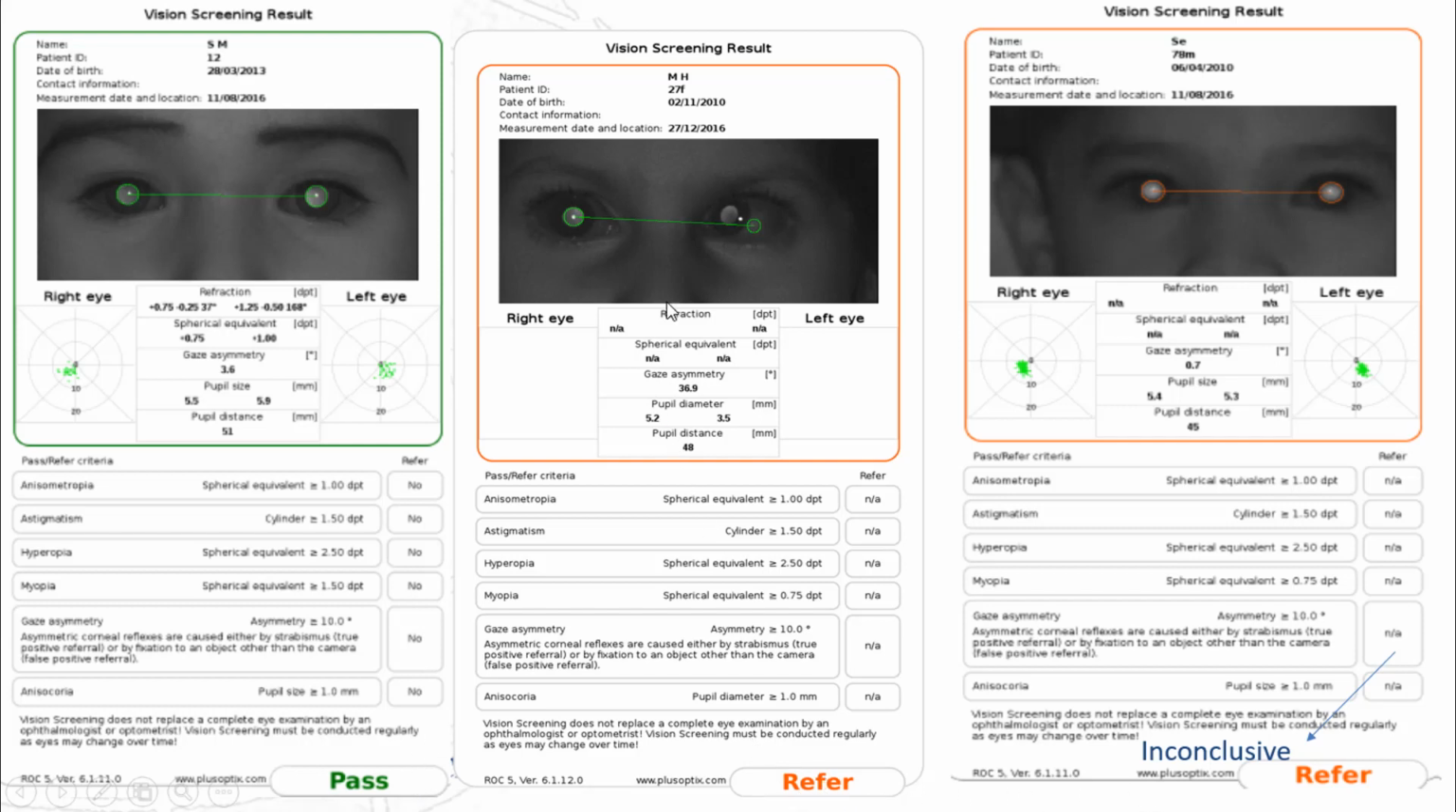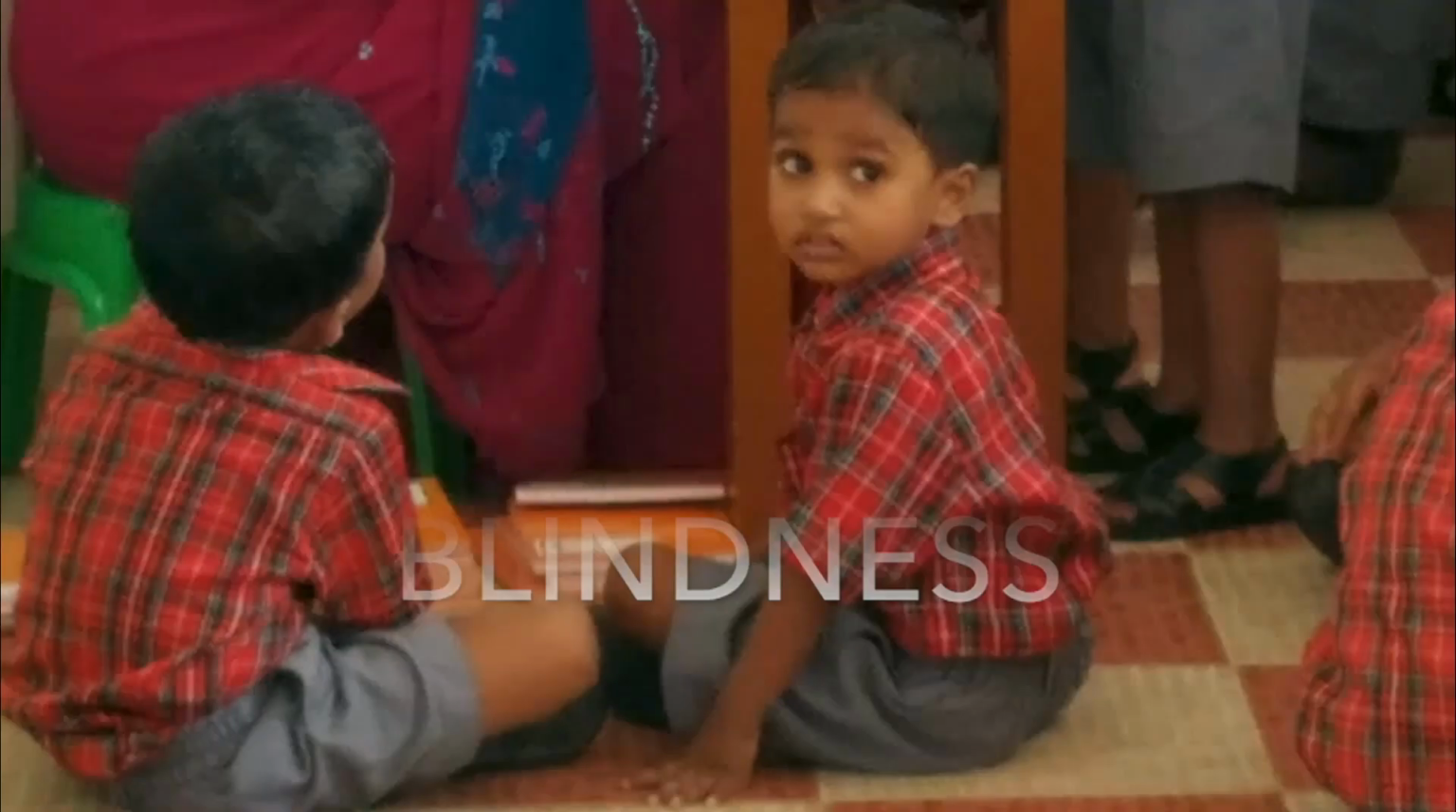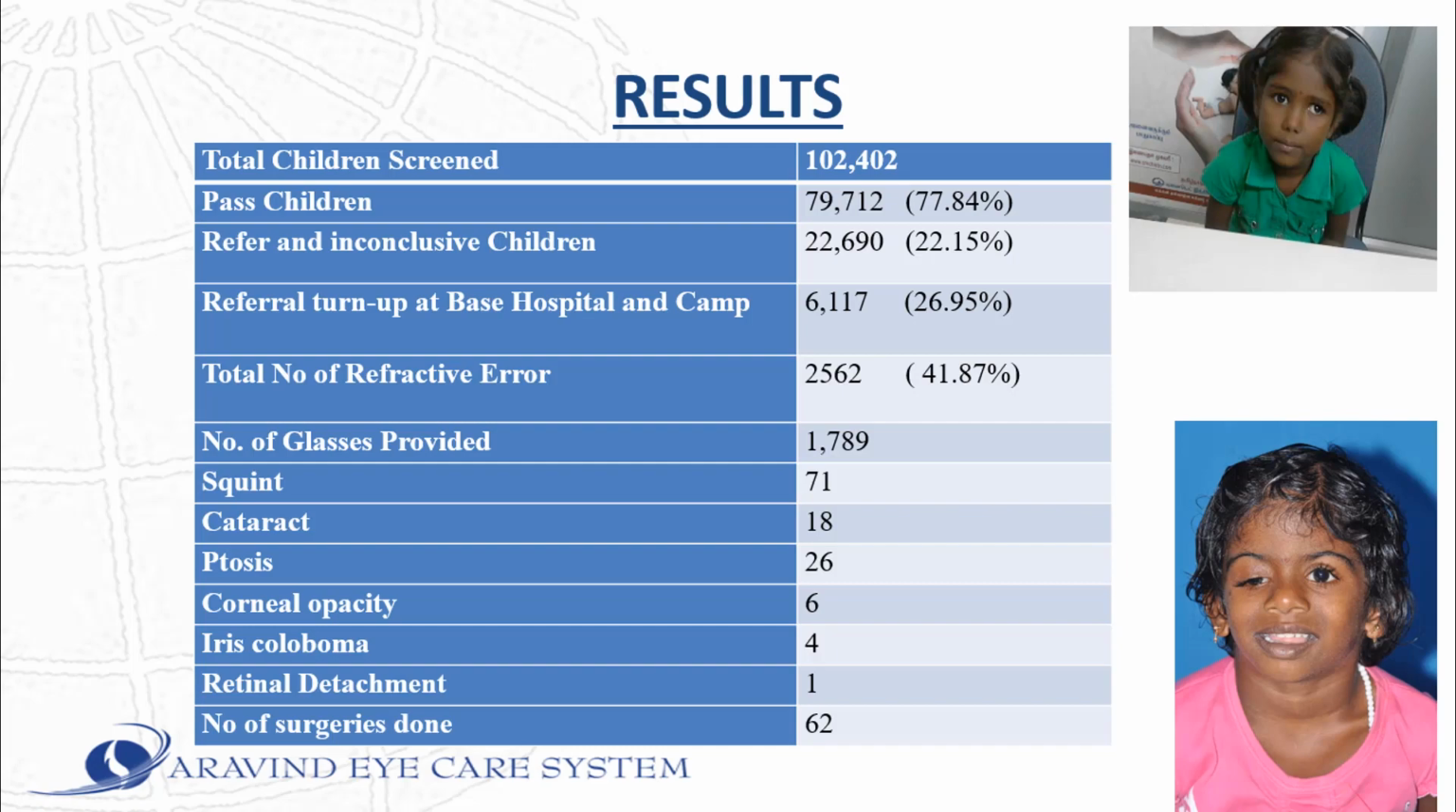Here it has referred; you can make out the child has esotropia. Here it was not able to detect anything. We repeated 3 times, and it says inconclusive. Then finally the child had cataract. This machine is not for detecting cataract, but by default it refers cataract. This is a small video.